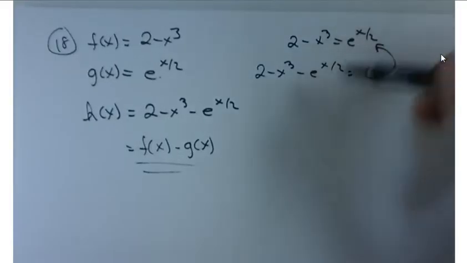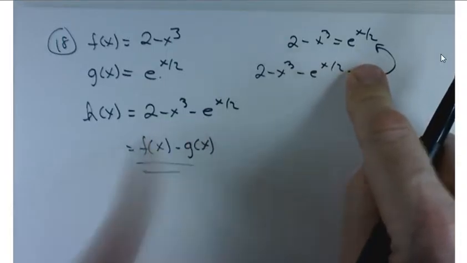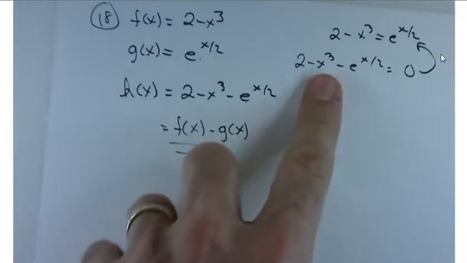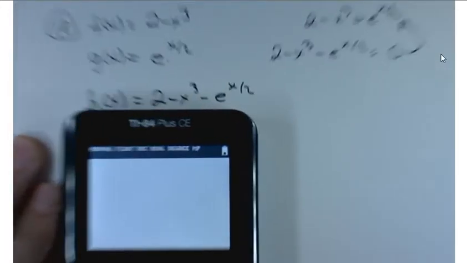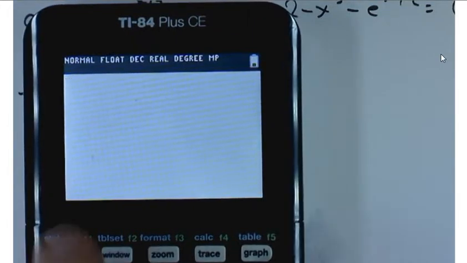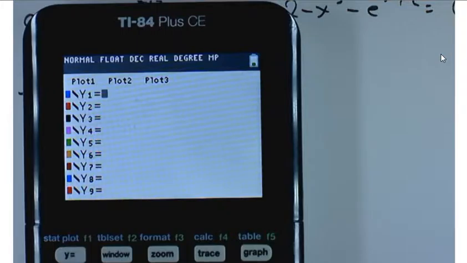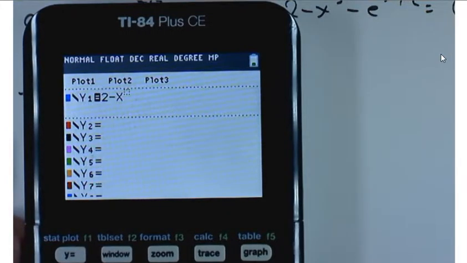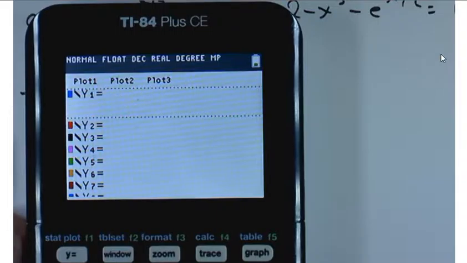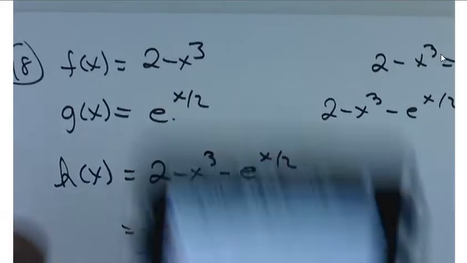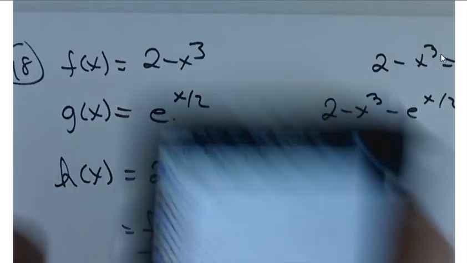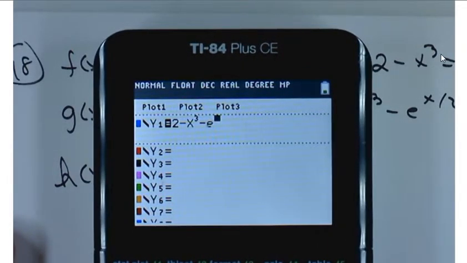So let's run through the work in applying Newton's method to this. How am I going to do that? Well, let's start by plugging in the function and then its derivative. So clear out the old stuff. The function is 2 minus x raised to the third power minus e to the x divided by 2. Make sure that 2 is in the exponent. 2 minus x cubed, that's the function. Minus e to the x divided by 2.